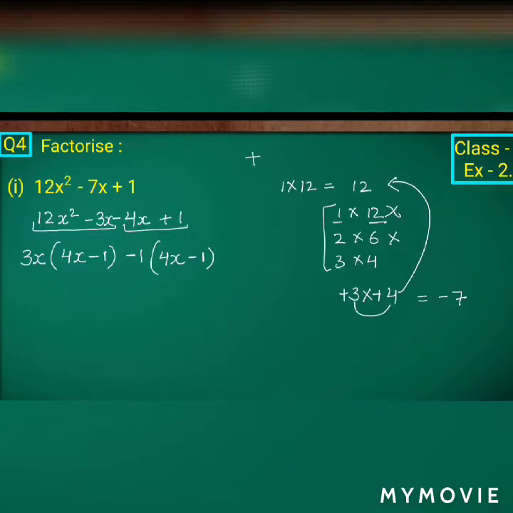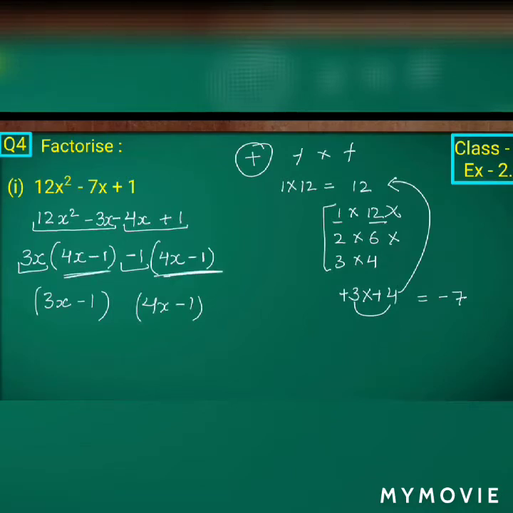So we all know that plus into minus is what? Minus. Minus into minus is plus. So if 2 minus or else 2 plus, the product of 2 minus and 2 plus will give plus, isn't it? So we'll take the common factor as well as the remaining factor, that is 3x minus 1 into the common factor is 4x minus 1.